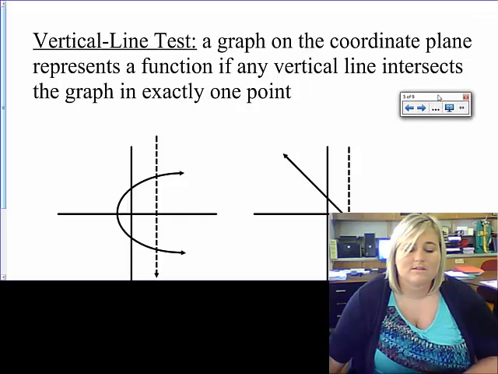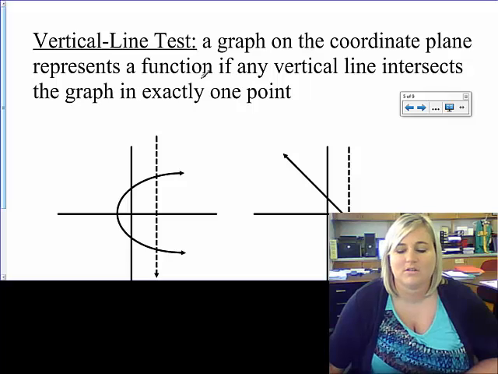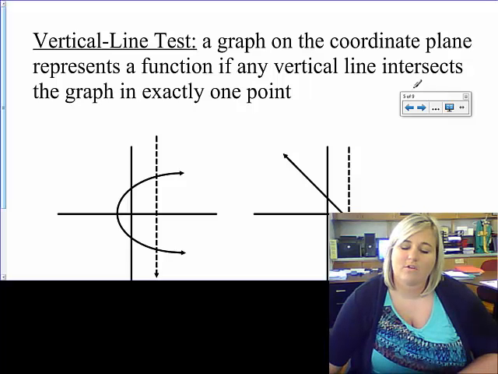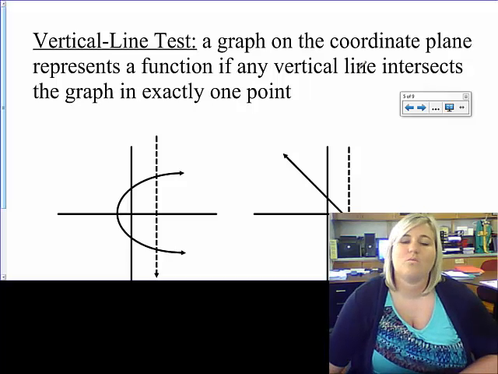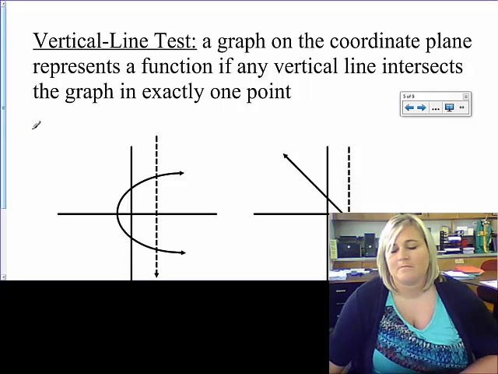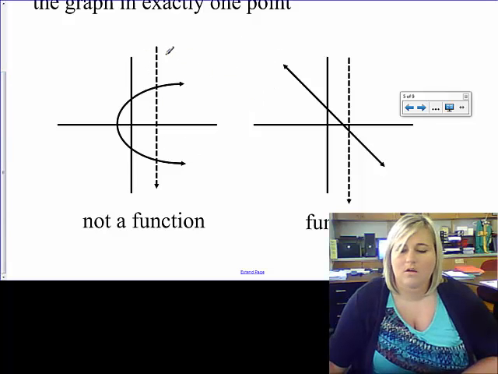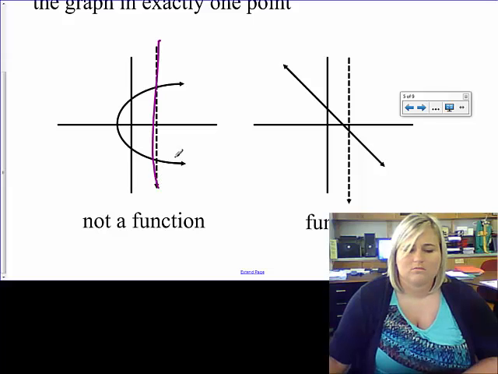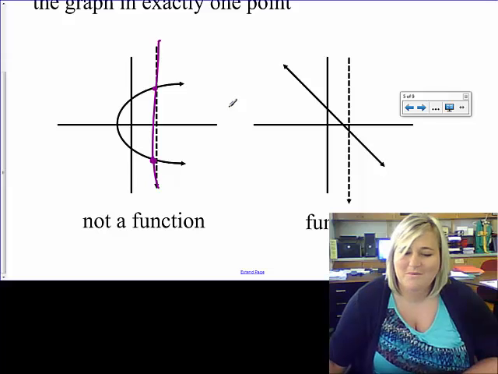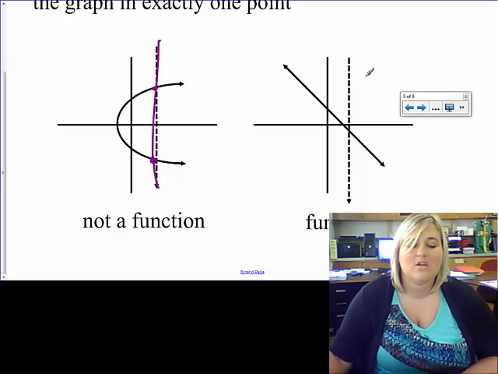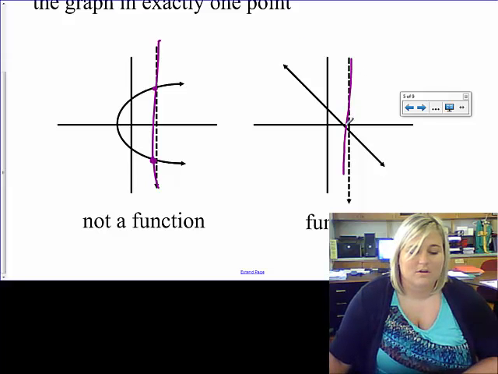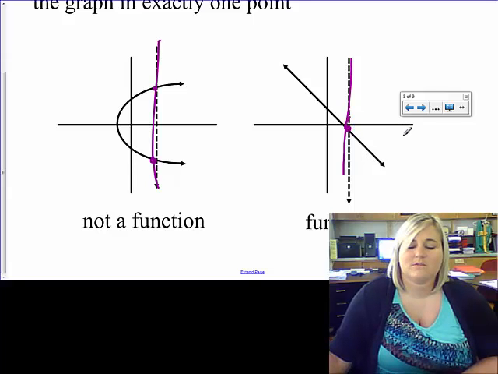We can also use the vertical line test. A graph on the coordinate plane represents a function if any vertical line, remember vertical is up and down, intersects the graph in exactly one point. So they show us two graphs here. We have this one with the vertical line going right through there, and when it does that, I have 2 points that it hits, which means it's not a function. On this one though, when I drop a vertical line, it hits just the one time, which makes it a function.